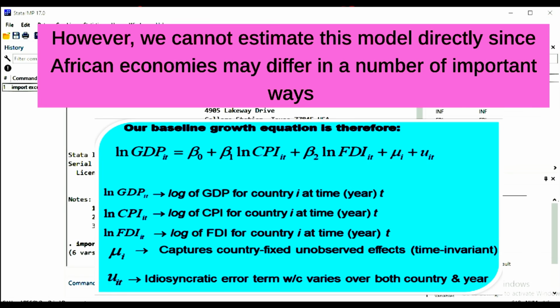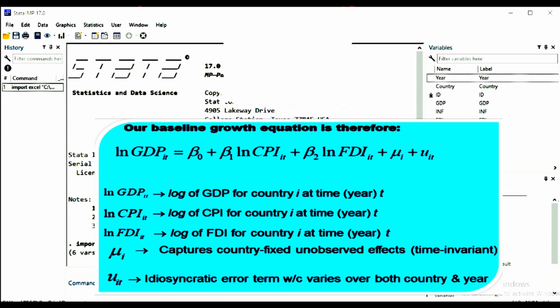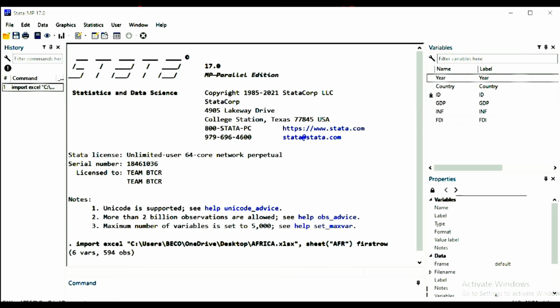And also they may be correlated with inflation and the foreign direct investment. These are the two regressors in our equation. That leads to the issue of endogeneity. So the fixed effects model allows us to control for such unobserved country fixed characteristics when they are correlated with the independent variables that are actually measured and included in the model.